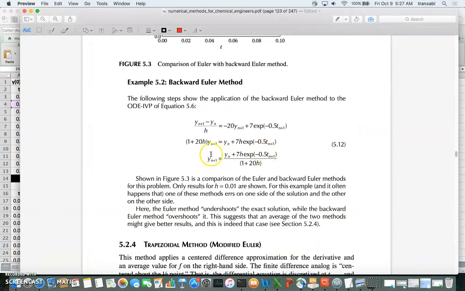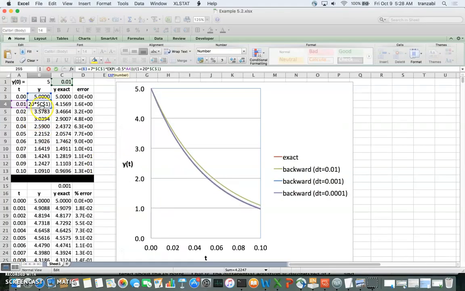Because you're doing the right side, no, you're doing the left side. The left side is n plus 1. And if that is n plus 1, then you can figure out what t n plus 1 is, right? If this is y n plus 1, this thing should be t n plus 1. So this thing goes into the exponential, minus 0.5 t n plus 1, right? So hopefully you don't get confused.